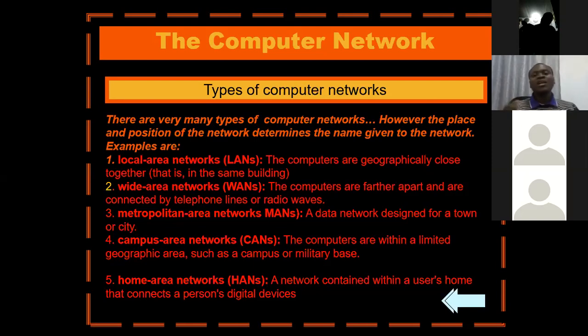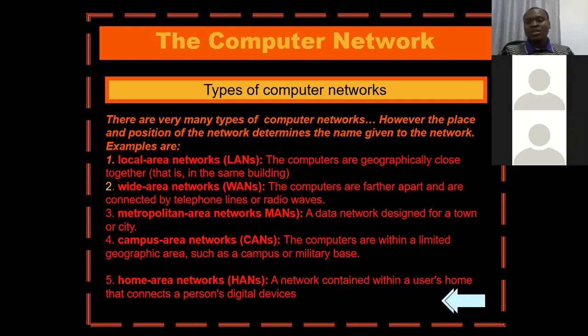Then the wide area network: the computers are far apart and are connected by either telephone lines or radio waves. It could be a connection between two or more countries, just like we are communicating right now. Then you have the MANs, the Metropolitan Area Network, a data network designed for a town or city. Then you have the CANs.